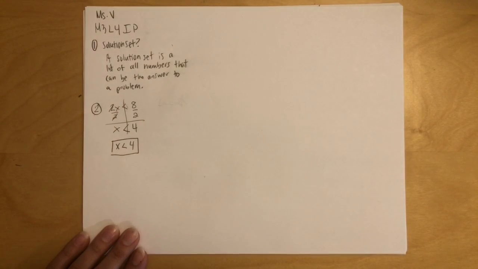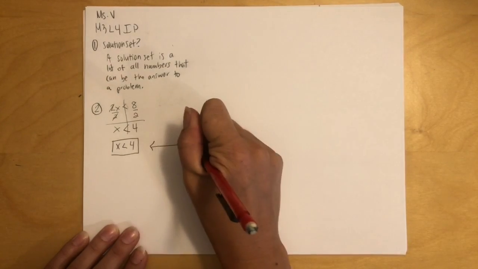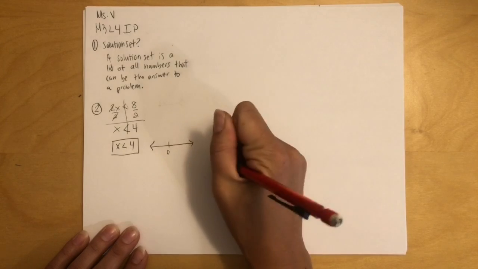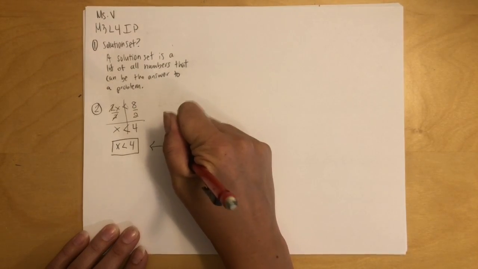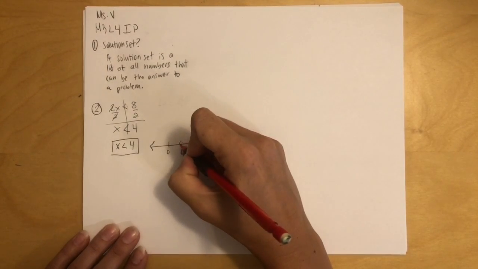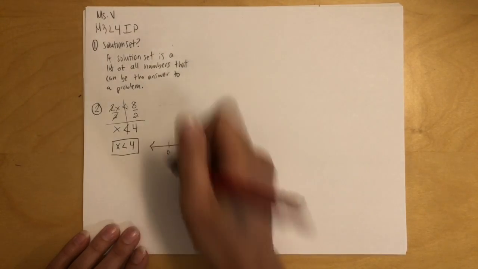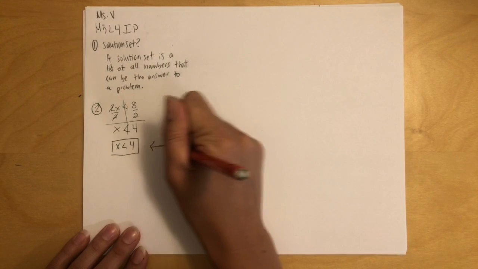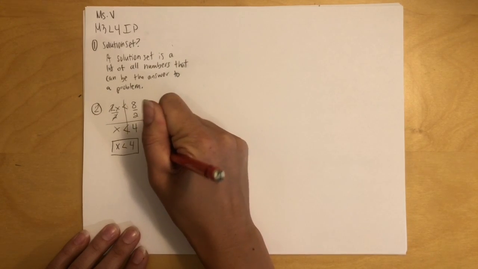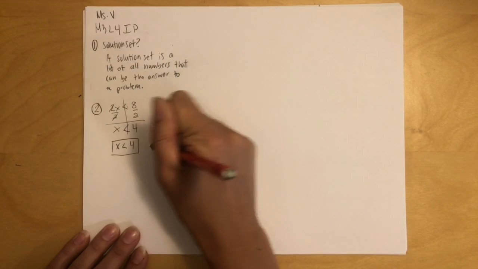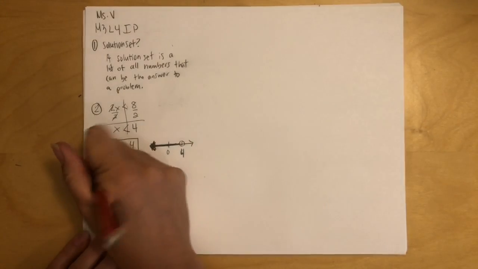I'm not sure if it wants us to also draw that, but we can draw that super easy. Throw in 0, throw in our 4, and open circle because it does not include 4. It's not equal to 4, it's less than 4. And then we shade negative, less than 4. Okay, number 3.